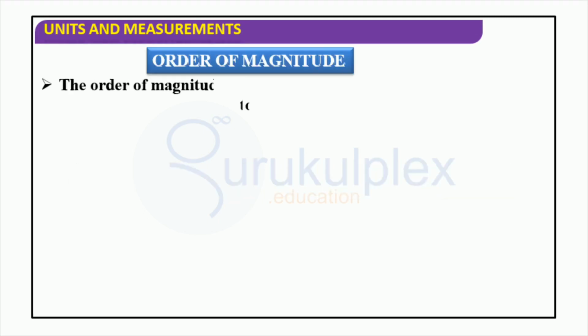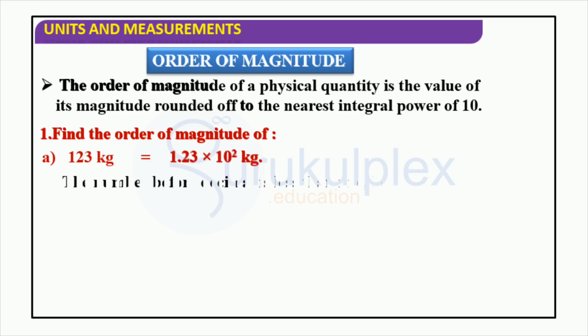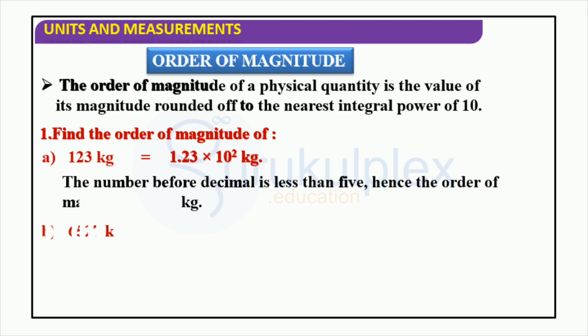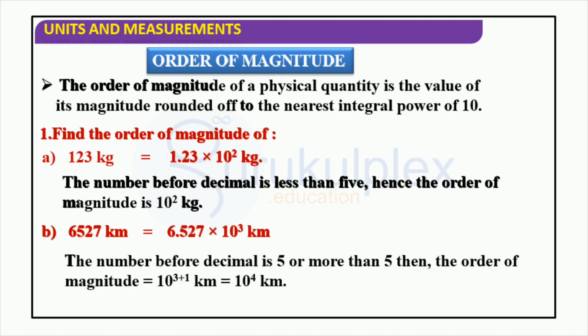The order of magnitude of 1.23 times 10 to the 2 kilograms is 10 kilograms, and the order of magnitude of 6.527 times 10 to the 3 kilometers is 10 to the power of 4 km. To calculate the order of magnitude, identify the number before the decimal point for each value. If the number is less than 5, the order of magnitude is 10. If the number is 5 or greater than 5, the order of magnitude is 10 plus the number before the decimal point.